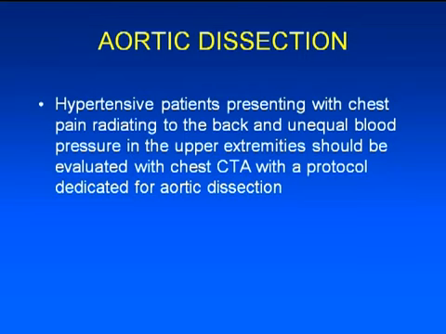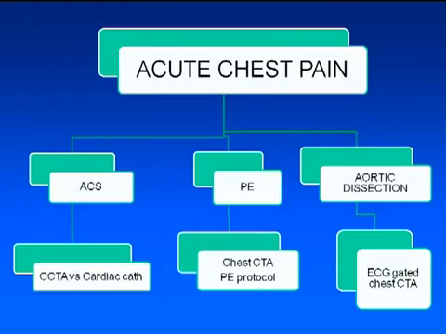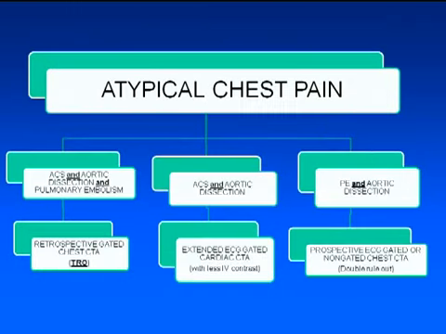So if you have classic cases, if you suspect acute coronary syndrome, you're either going to go to the cath lab or do a coronary CT. If you're suspecting PE, you do a PE CT. If you're suspecting dissection, you do a gated CT dissection protocol. The problem, if you may say, comes when you have atypical chest pain and you are not really sure what's going on with the patient.